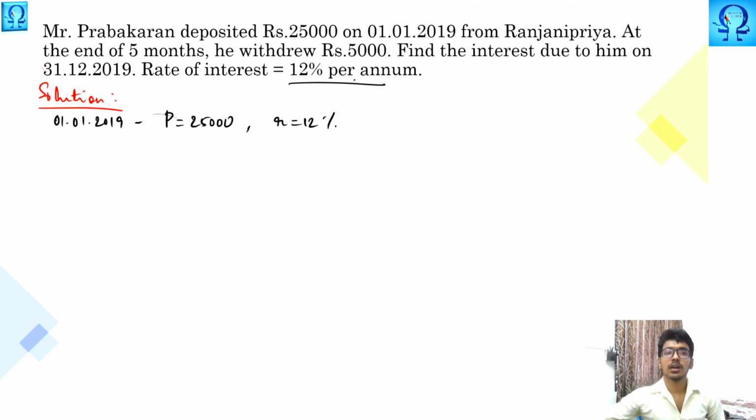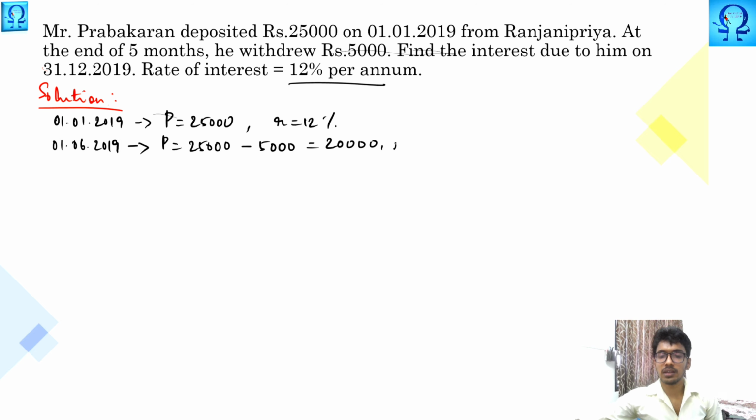It is given that at the end of 5 months, which means after the 5th month, he withdrew rupees 5,000. So the principal amount on this date is simply 20,000, and the rate of interest remains 12 percentage. What we have to find out is the interest due to him on 31st December 2019.